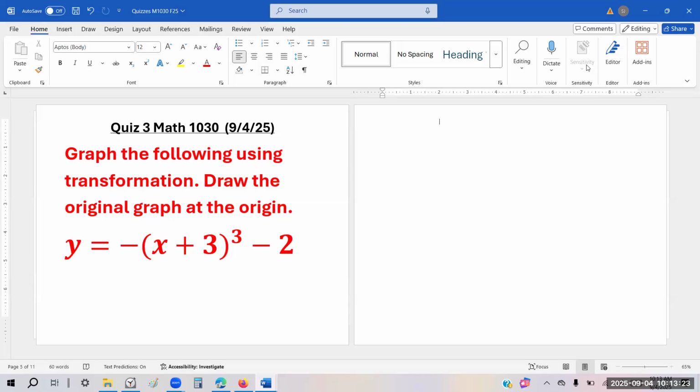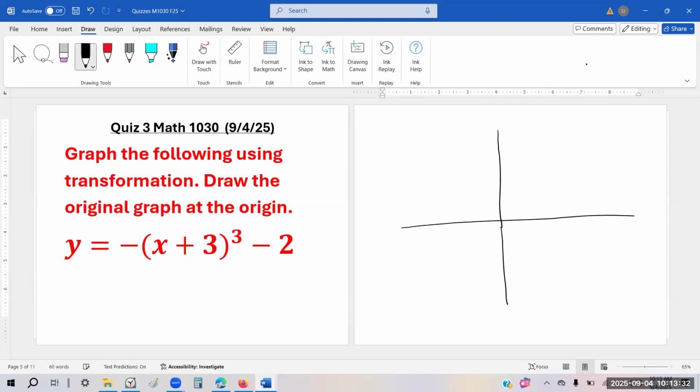Which function has a V shape? Absolute value. So what's the shape of a cubic function? It's the curly S upside down. So this is the original x cube. This is the x-axis, this is the y-axis. So when I said draw the original graph at the origin, I meant this one. Draw it at the origin and then transform this graph.